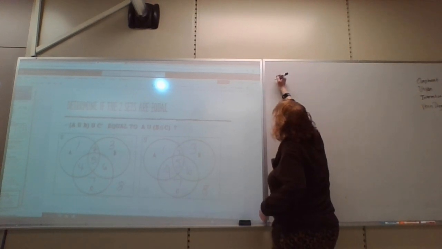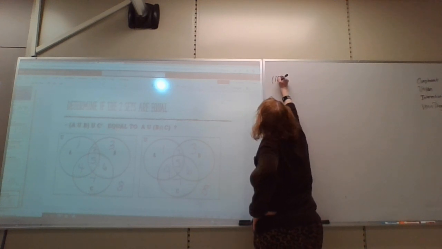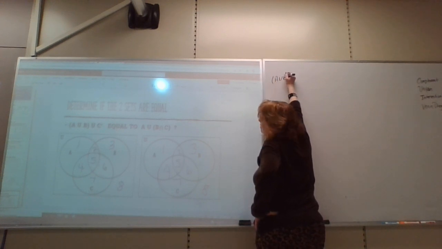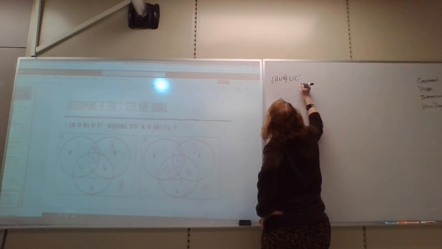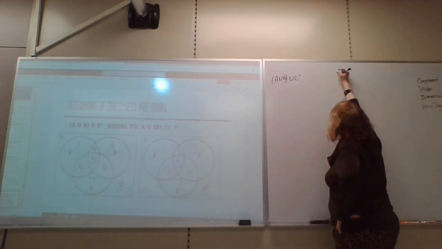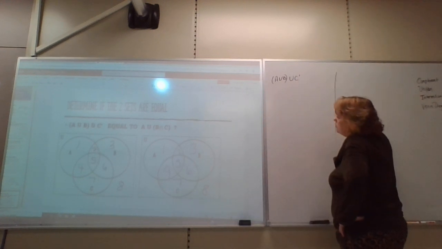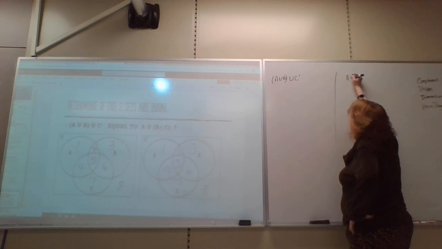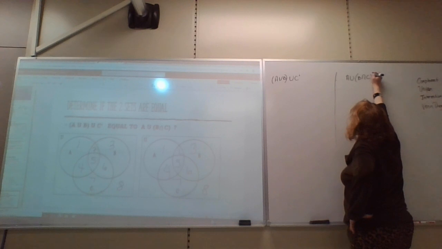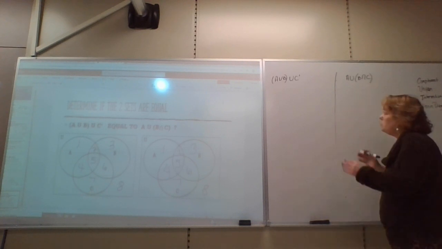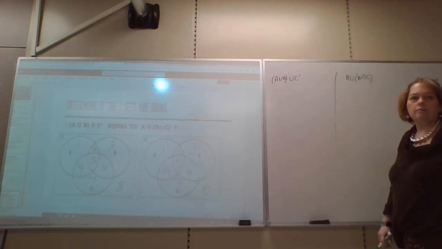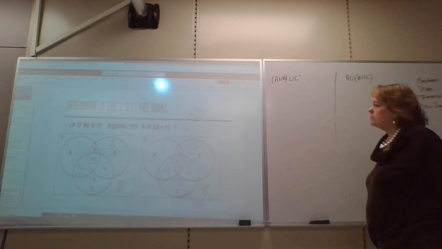And I'm going to write, the first one is going to be what? A union B, union with C complement, right? Put me a line here, and I'm writing down A union, parentheses, B intersect C. Okay? I'm going to compare them. That's what I'm going to do.